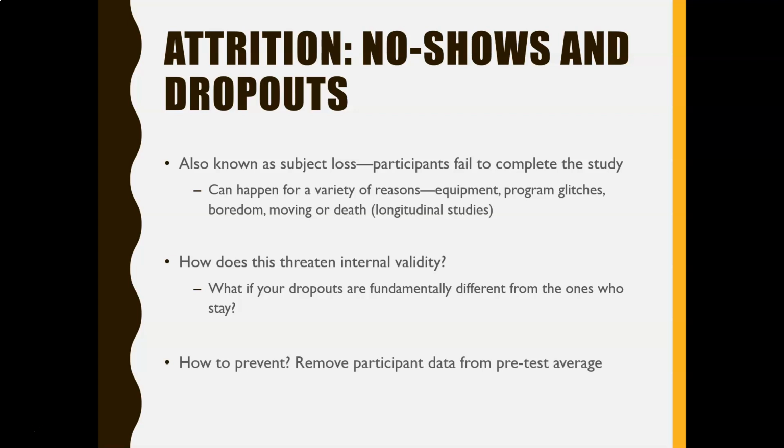So how do we prevent this? If we lose people before they actually take a post-test, we need to remove their data from the pre-test average as well, because this can really mess around with group averages. So if somebody drops out before you can take their post-test data, get rid of their pre-test data as well, and document in your write-up of your experiment that this person dropped out.